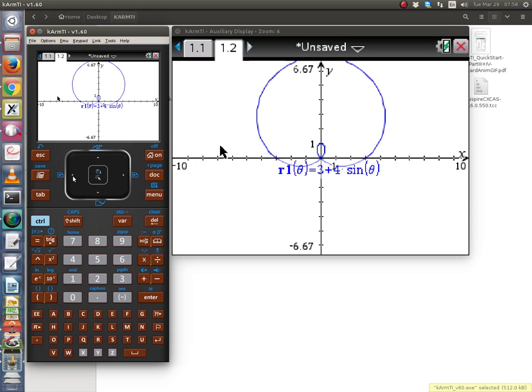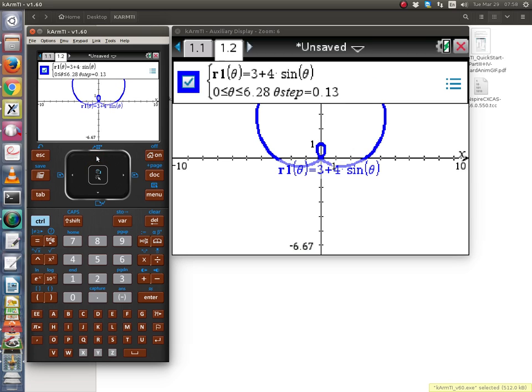Okay, now notice what we have here. If I call the 3 A, and therefore I name the other one B, notice when B is greater than A, I have a limaçon. What if I have B equal to A? Let's make them both 3. Look what you get.